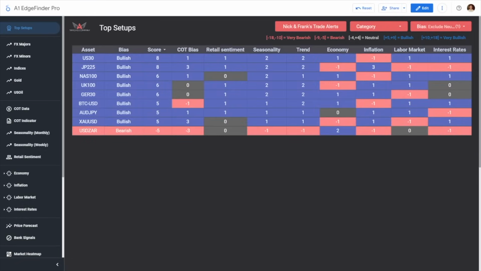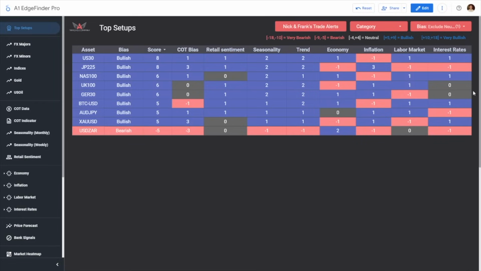So currently we have bullish readings on gold, the Australian dollar against the Japanese yen, Bitcoin, the DAX, the FTSE, the NASDAQ, the Nikkei, and the Dow. And on the bearish side, we have dollar ZAR, which I think is very, very interesting.